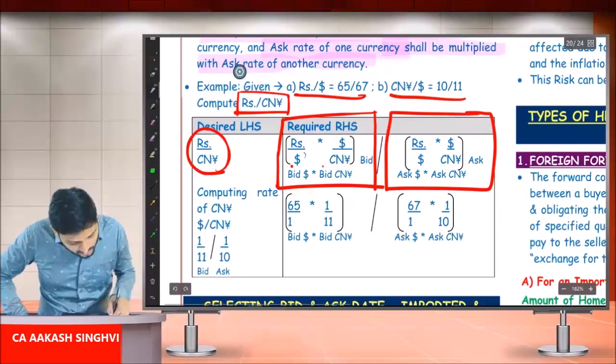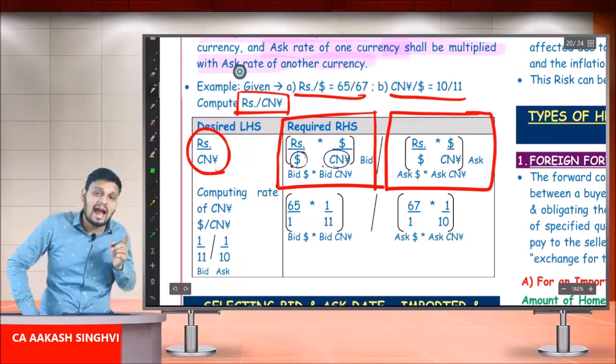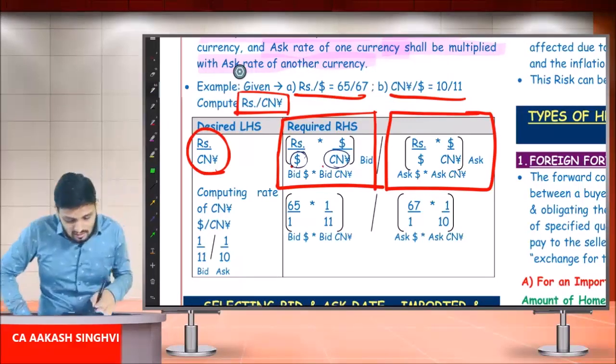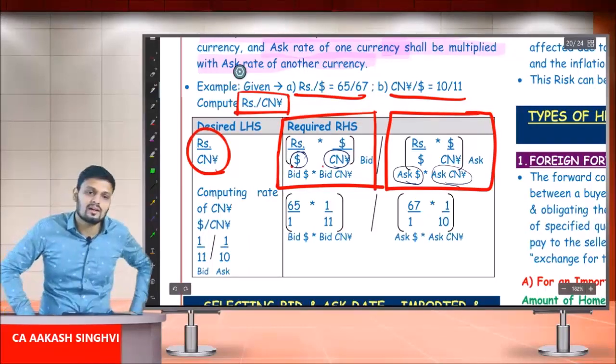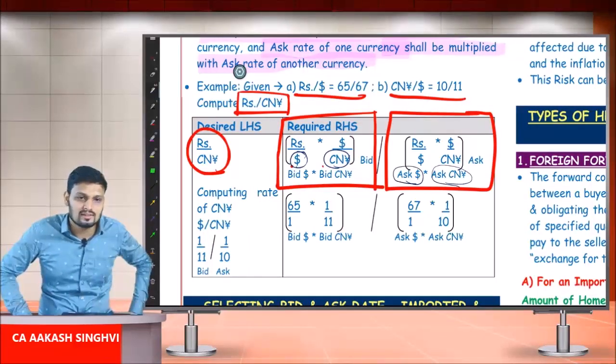Dollar is the new denominator, Chinese yen is the denominator. So we want bid rate of dollar and bid rate of Chinese yen. Here we require ask rate of dollar and ask rate of Chinese yen. Correct? Ask rate of dollar, ask rate of Chinese yen. Okay.